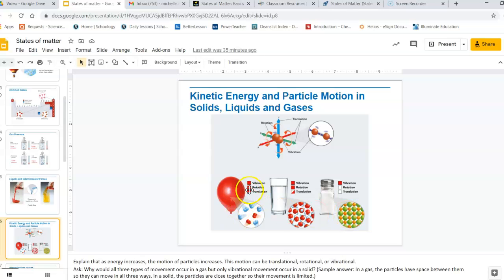Showing here, gases vibrate, rotate, and translate. Liquids vibrate, rotate, and do some translation, meaning they can move back and forth, but not very much, because again, they're kind of sticking to each other. And then solids can only vibrate, they can't really move very much because they're stuck in a structure.